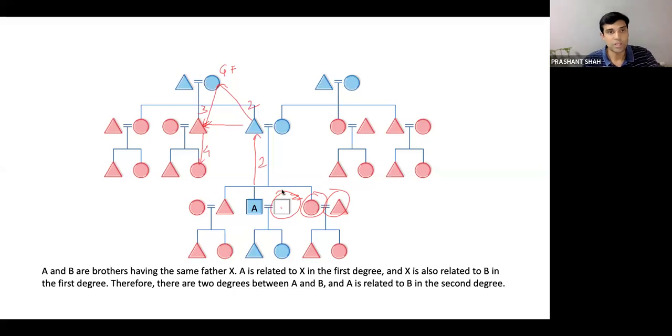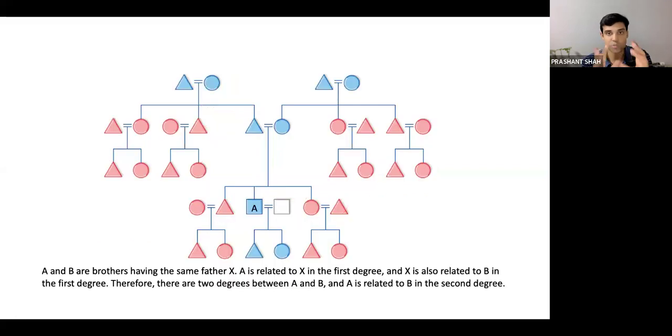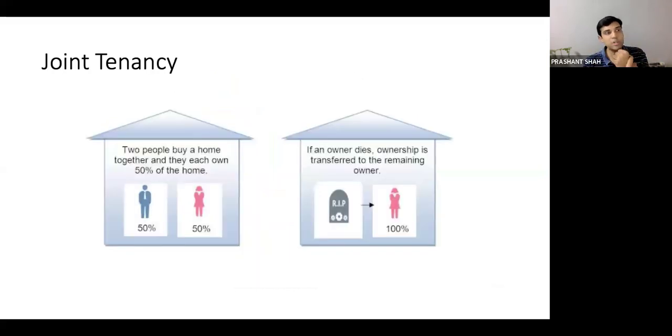So we discussed consanguinity and kindred. Lineal consanguinity and collateral consanguinity have been properly explained. If you have any query here, do let me know and I'll explain it once again. Now, some interesting topics in the CFP exam: these are ways one can hold properties. The first is joint tenancy, and another is tenancy in common. Definitely expect one question from this.